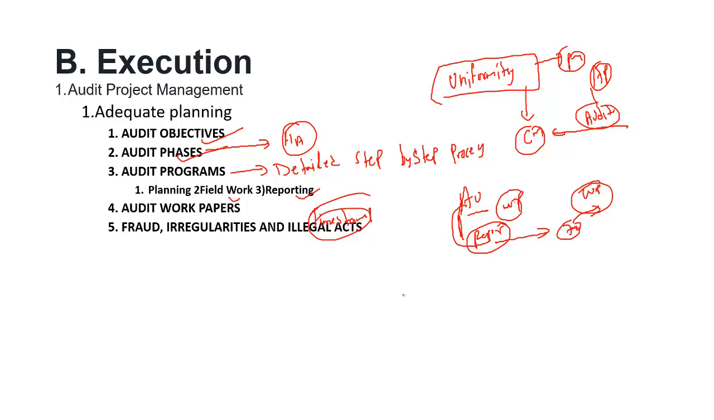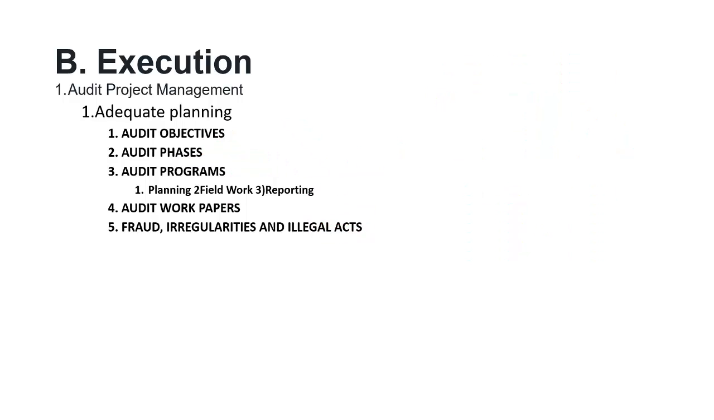Another important thing in audit project management is fraud, irregularities and illegal acts. Sometimes some kind of fraud is also possible in the audit. Management is primarily responsible for establishing, implementing, and maintaining an internal control system that leads to deterrence and timely detection of fraud.